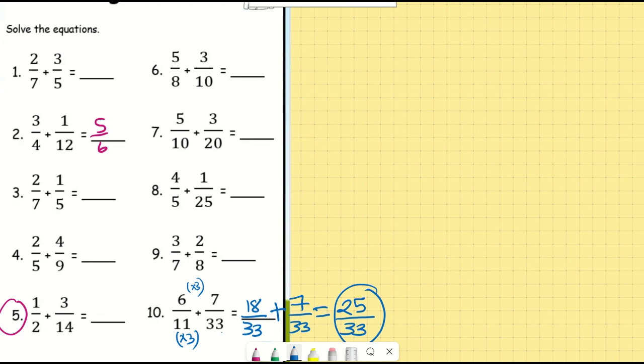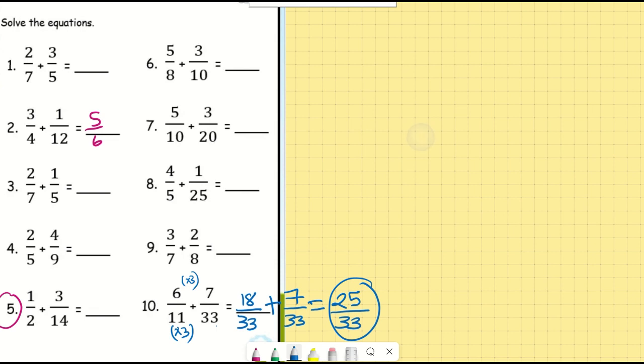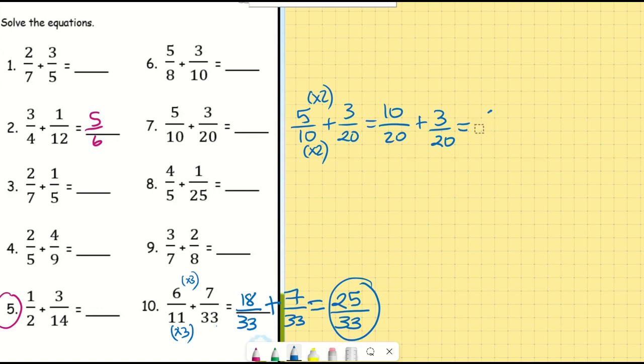Actually, I will solve two last ones. First, this one. So 5 over 10 plus 3 over 20, they say. If I multiply this one by 2, I will get 20. So that means this new equivalent fraction will be 10 over 20 plus 3 over 20. That will be 13 over 20. Can I simplify? No, this is the answer.